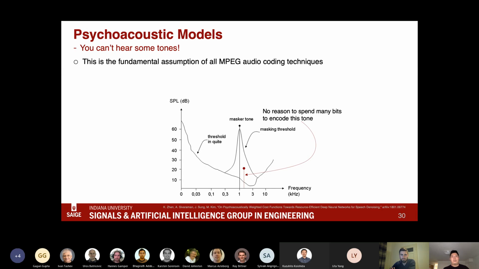In audio coding, what I mean is this: for this tone, we don't have to assign too many bits because it's masked. Of course, this can lead to some quantization error or artifact. As long as the artifact is also masked by this curve, we're good. It won't really hurt the subjective experience.